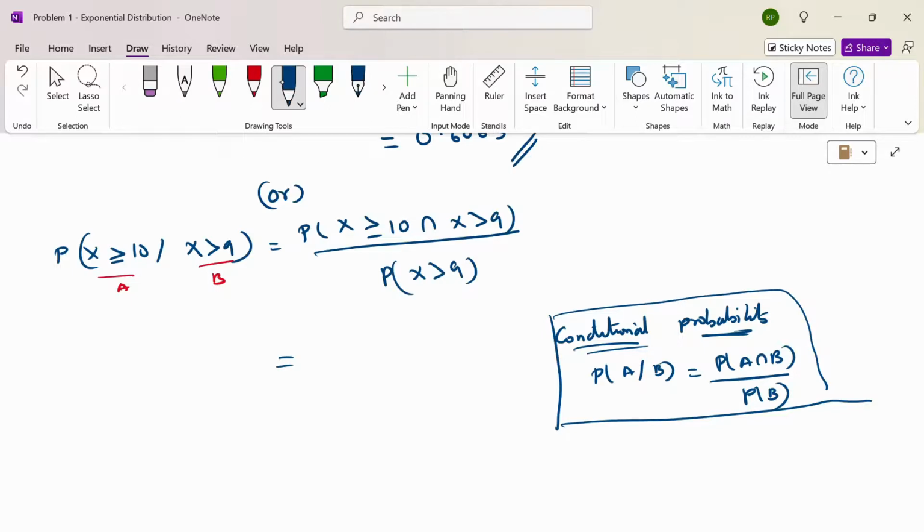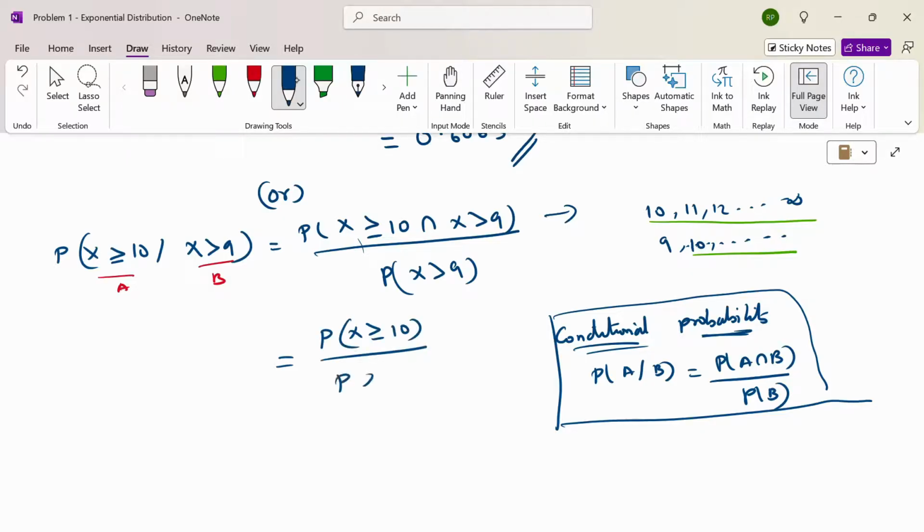Now from these two conditions, what does it mean? One is 10, 11, 12, up to infinity, or 10.1, 10.2, whatever, from 10 to infinity, and the other is from 9 to infinity. So what is common to these two conditions? Common is from 10. So what is the intersection? Common. Therefore, x greater than or equal to 10 given x greater than 9. Now consider this as equation number 1.